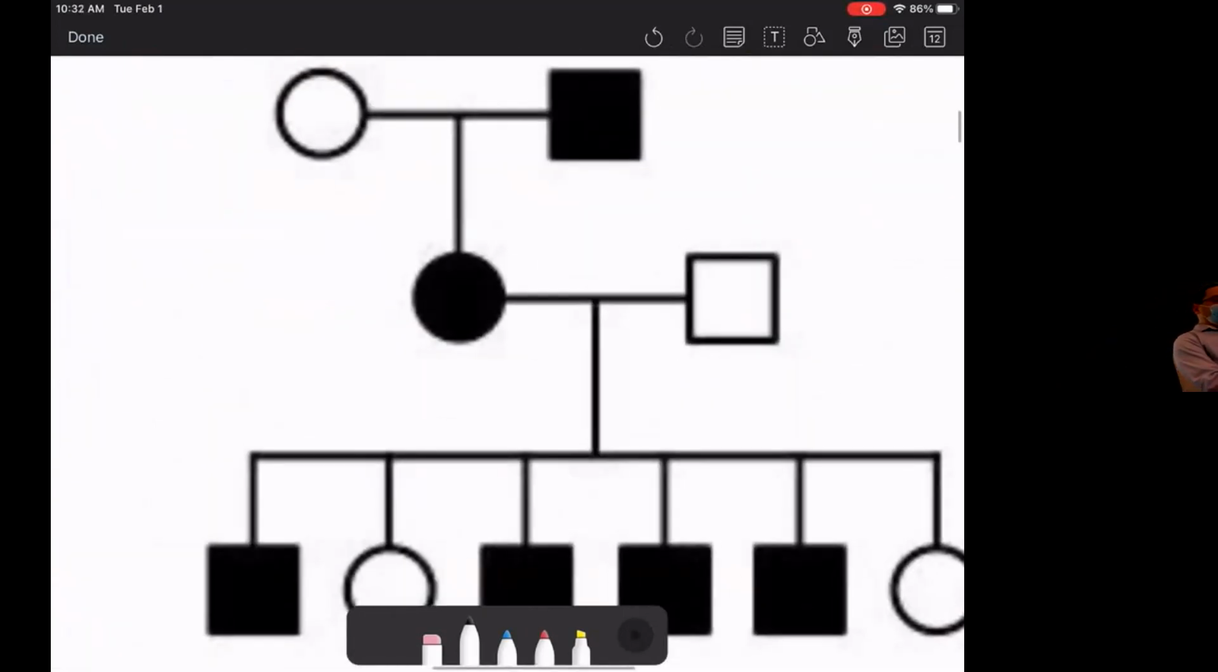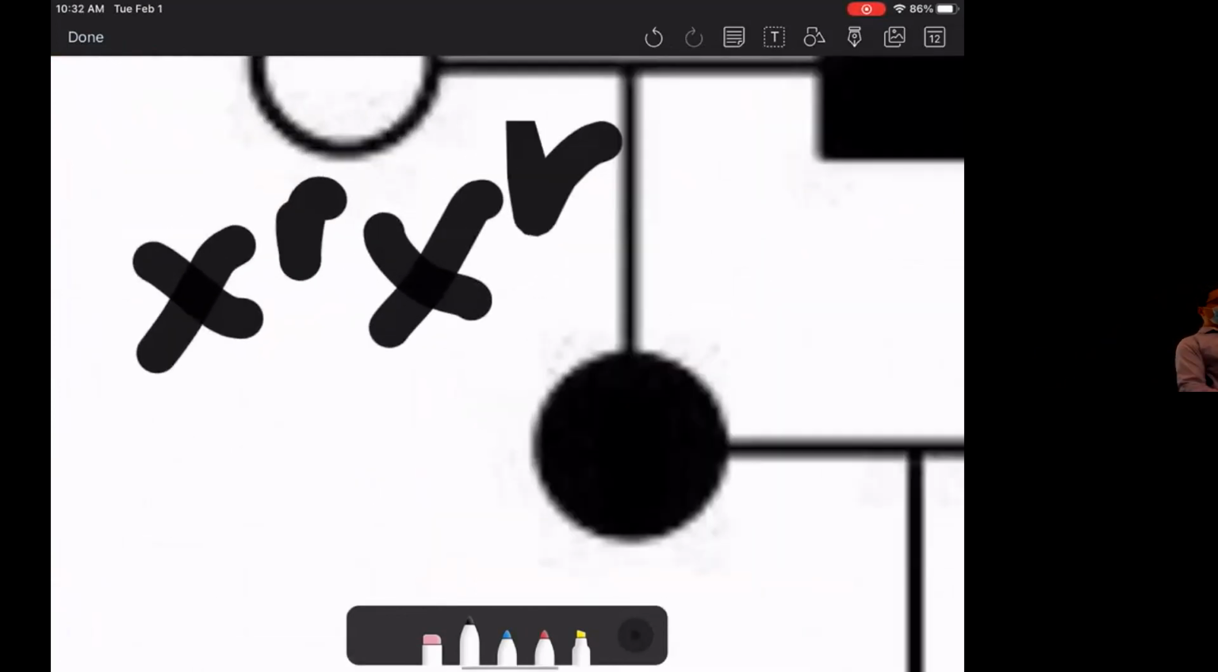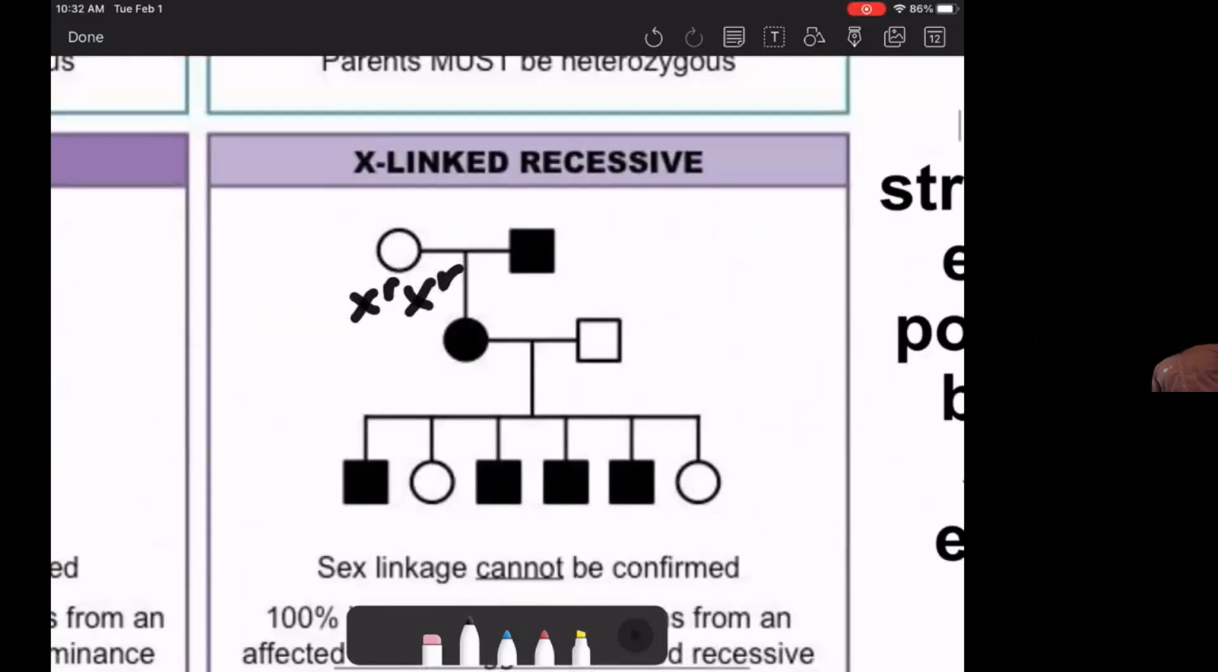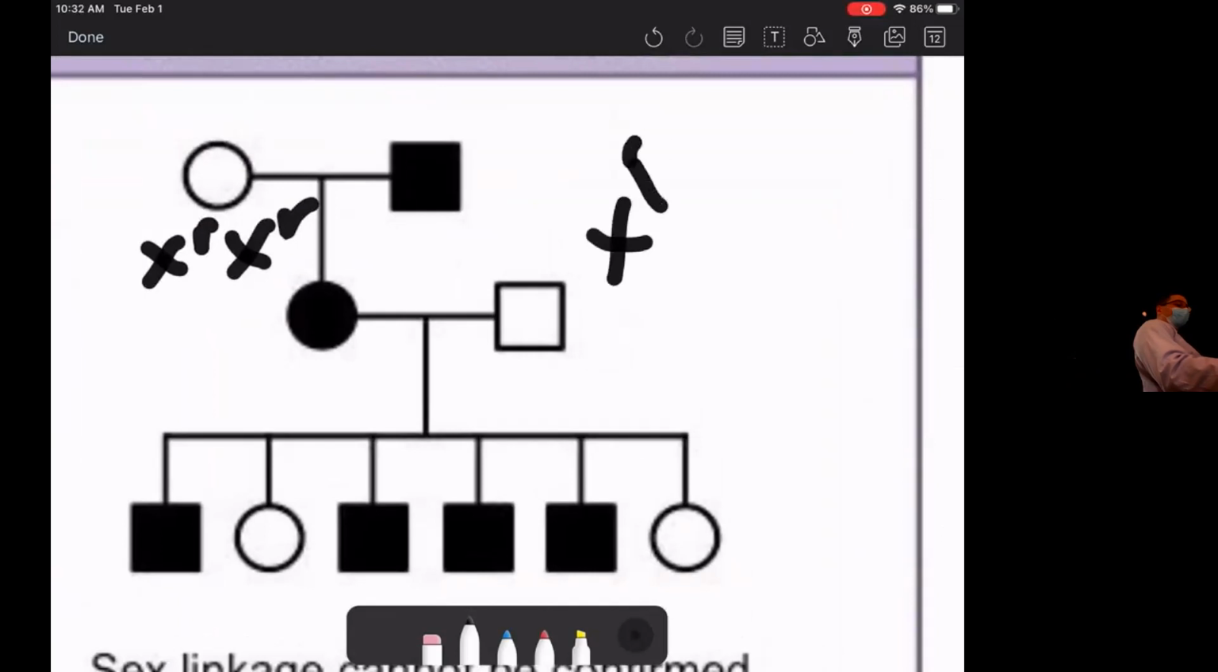So on this one, if it's X recessive and this female has two X chromosomes with both recessives, she's affected, no matter what. Her sons are all going to get an X from her. They're all going to get it. But if the dad is passing on a good working X, that's going to go to all his daughters, and they're going to have a dominant copy to save them from the trait.